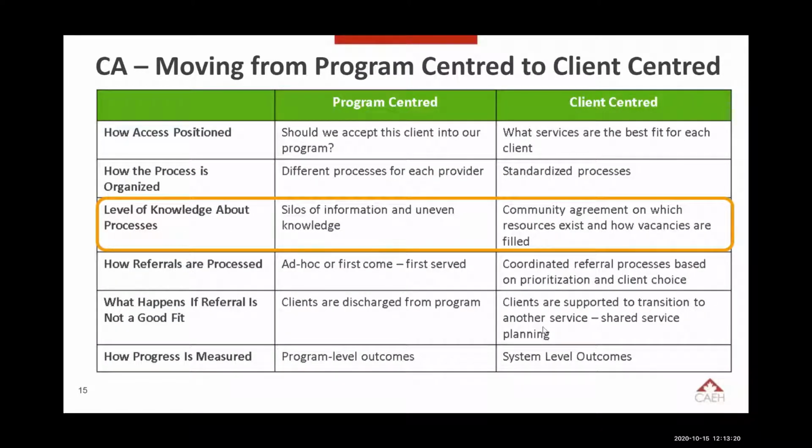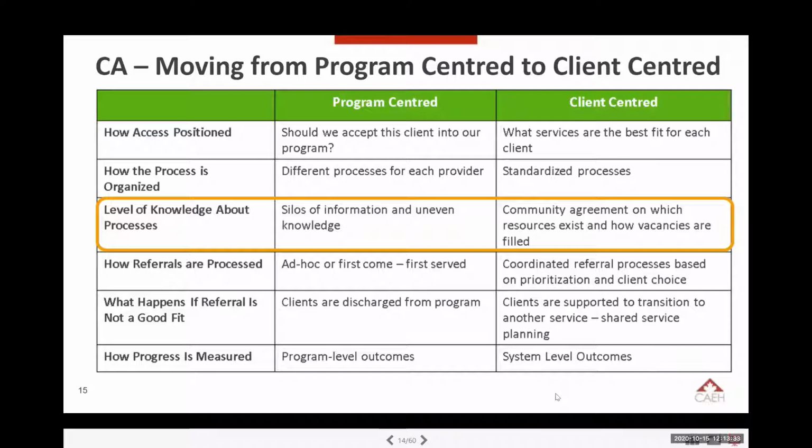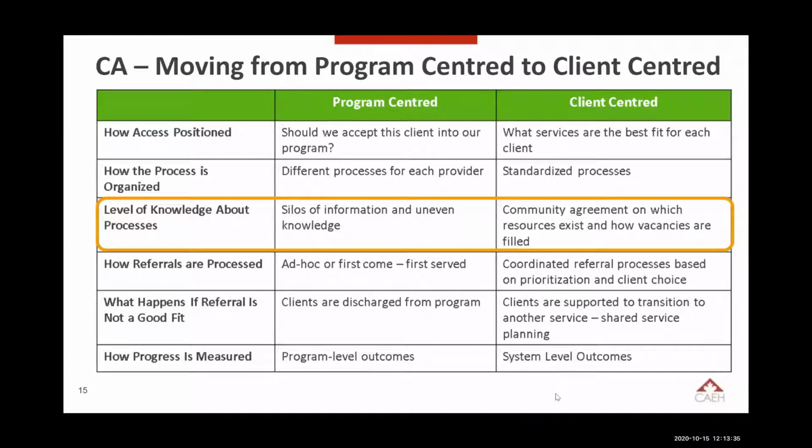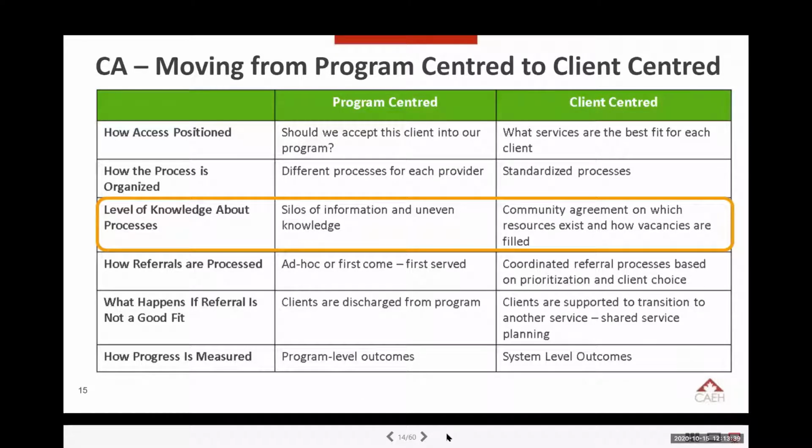And implementing coordinated access is really about redesigning the system from a program-centered to a client-centered approach. So in terms of housing resources, this is about having the system move away from silos of information and uneven knowledge to having transparent community agreement about what resources exist and how those vacancies are going to be filled.